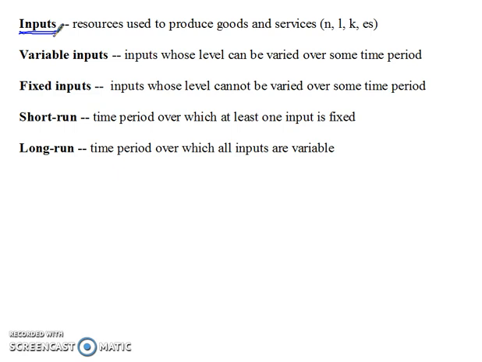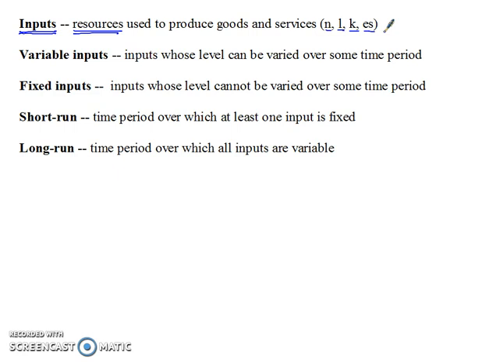So just a quick review. Remember, inputs are factors of production, or sometimes what we call resources. These are the resources that are used to produce goods and services, which really means that we're talking about land, labor, capital, and entrepreneurial skills. Land, labor, capital, and entrepreneurial skills are our inputs used to produce some good or service.